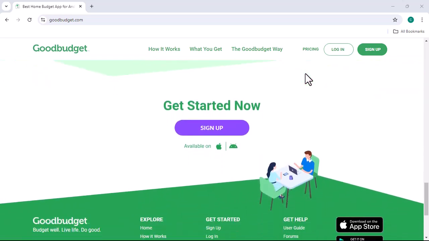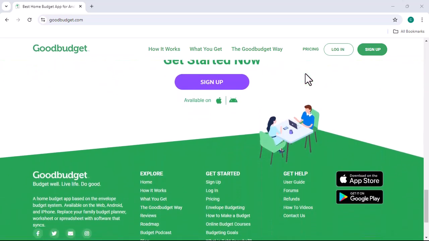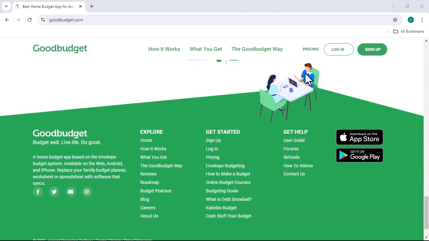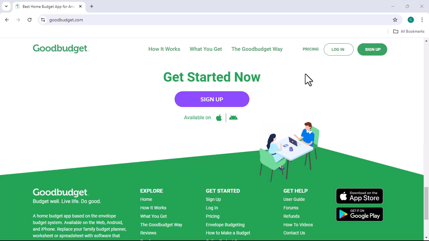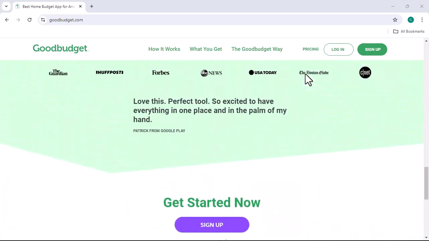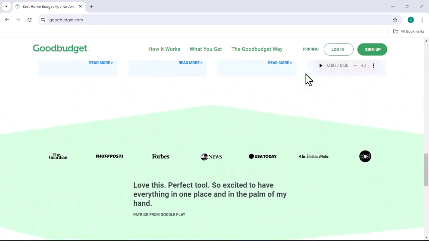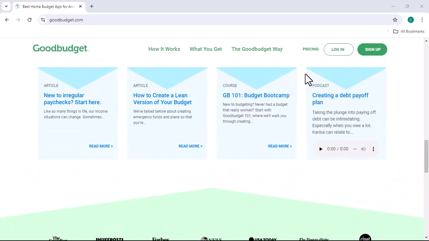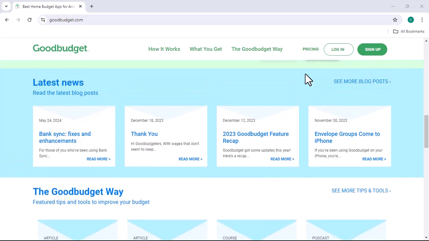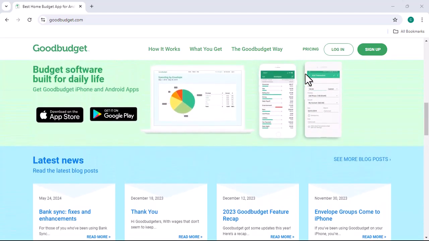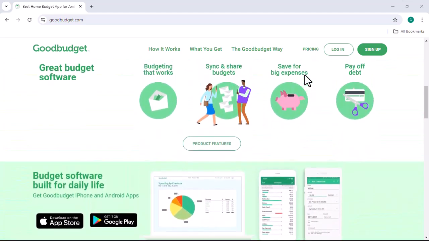The answer is yes. Goodbudget does offer a free version, which they call the free plan. This is fantastic news for anyone who's just starting out with budgeting or who wants to try out the envelope system without committing to a paid subscription. Now, what can you expect from the free version? It's not just a watered-down demo, it's a fully functional budgeting tool with some limitations.